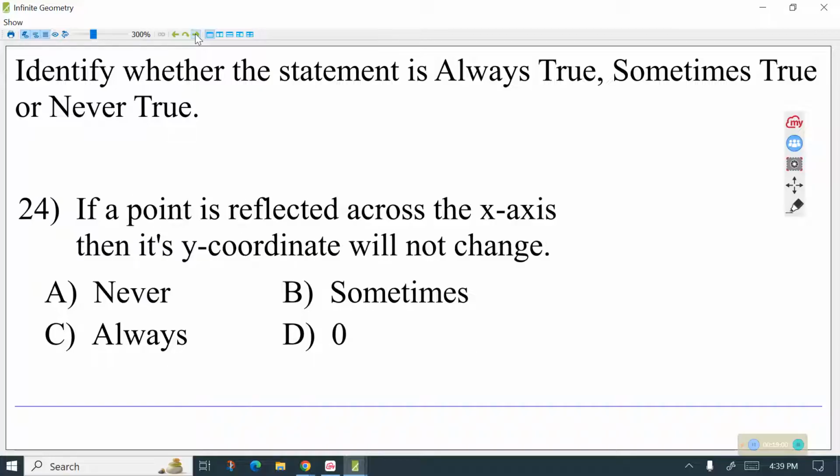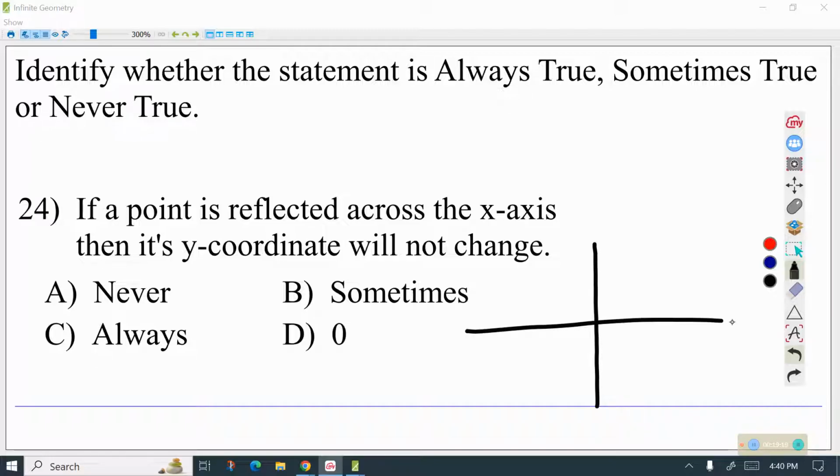Now, the next thing we got is 24, all right? If a point is reflected across the x-axis, then its y-coordinate will not change, all right? This is kind of a big idea, and so this will be one of the last big topics we talk about in this video. What we want to discuss is what happens when we reflect something across the x-axis, right?